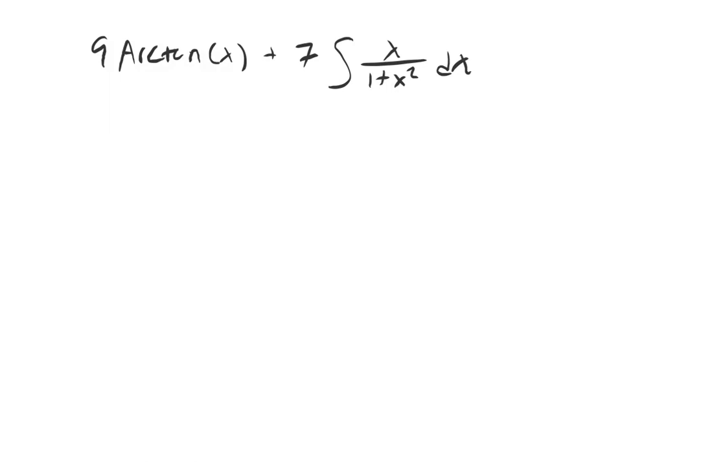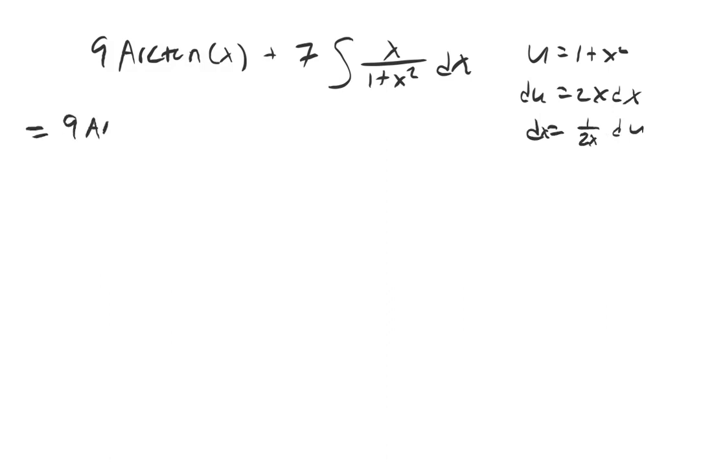So let's try the u substitution again. So u is 1 plus x squared, du is 2x dx, dx is 1 over 2x du. So putting all this together, this is 9 arctan of x plus 7 times the integral. X stays up here, 1 over x squared is now u. Dx is 1 over 2x du, and we can see here we get what we want to have happen. The x's cancel.